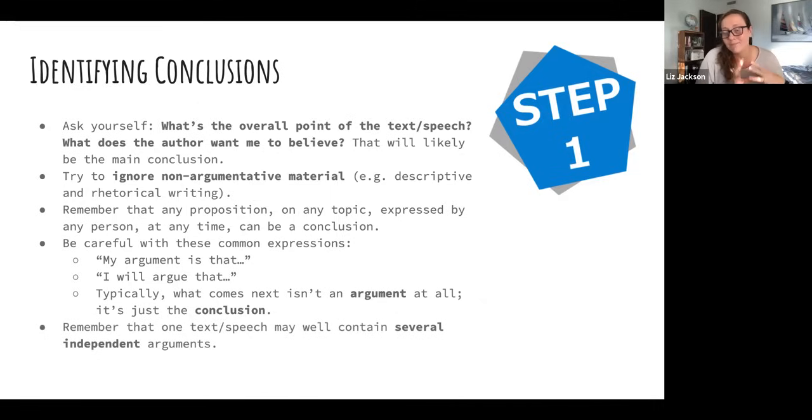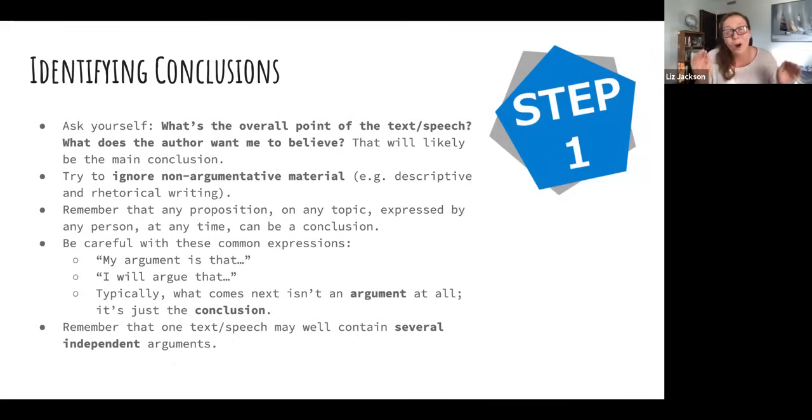It's also important to remember that sometimes, especially in a longer text or speech, even if it's one text, one body of writing, it can contain several independent arguments. Those arguments can be for the same conclusion, or they could even be arguments for different conclusions that build on each other. So sometimes it's not just going to be, here are my 2 or 3 premises and my conclusion. It might be, here are 2 or 3 premises to support the conclusion, here's a different 2 or 3 premises to support the same conclusion, or they might have 3 or 4 different conclusions, all with different premises.